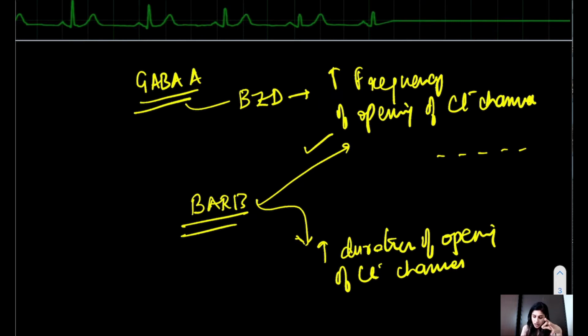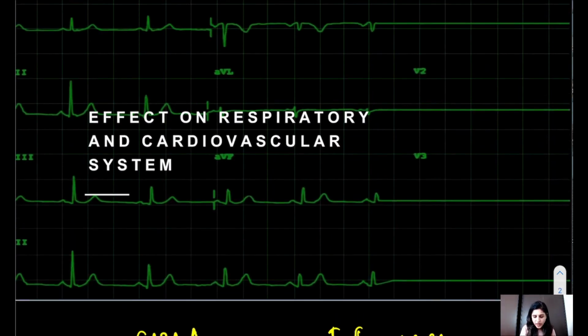chloride channels increase? More chloride ions are going to enter, so more negativity, and they are going to seriously depress your central nervous system. And you know that in your central nervous system you have your very important respiratory center as well as your cardiovascular center.